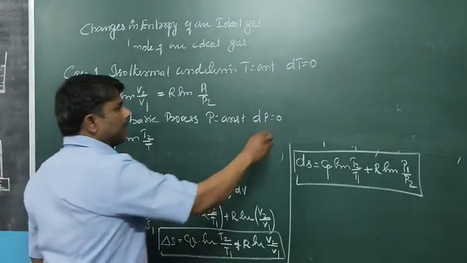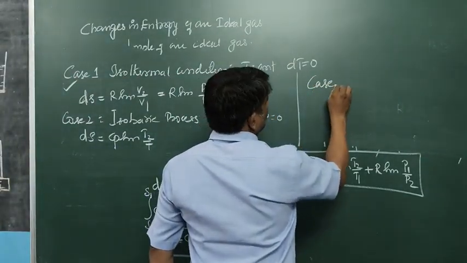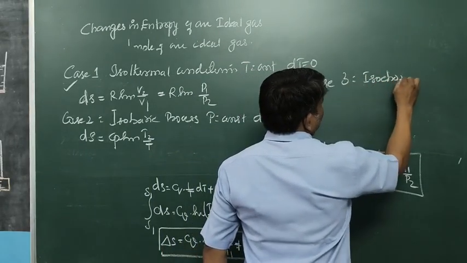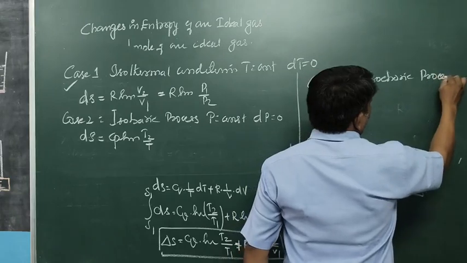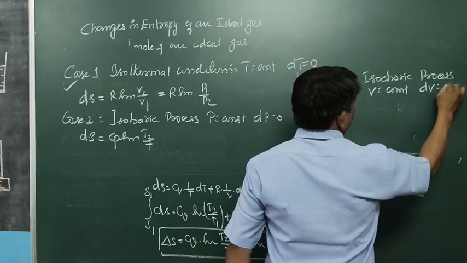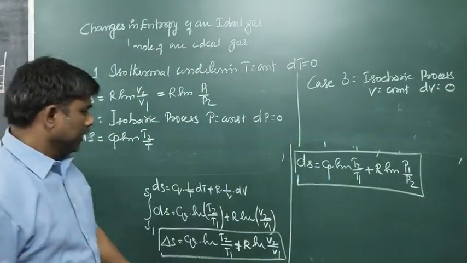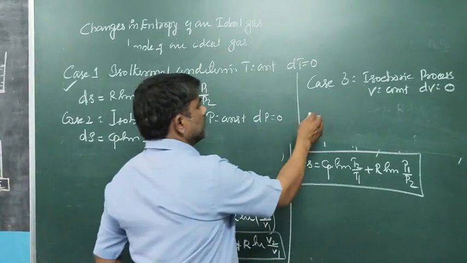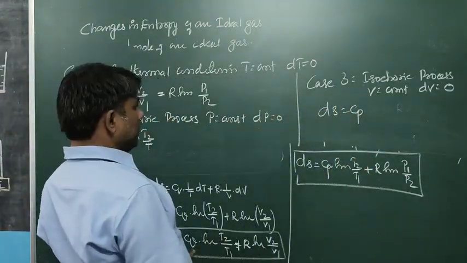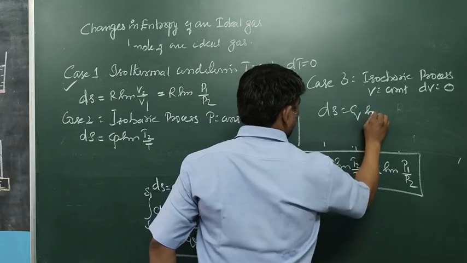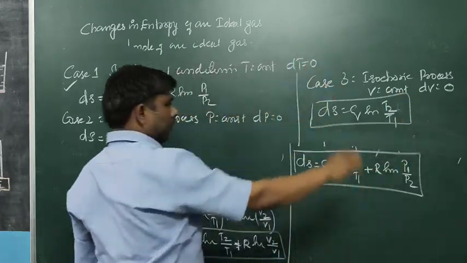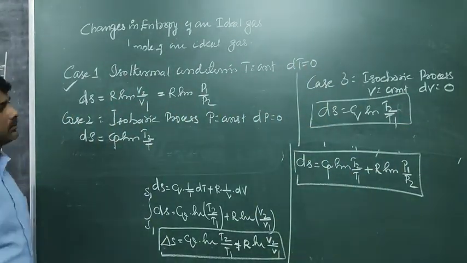Similarly, case 3, isochoric process. That means volume is constant. V is equal to constant and change in volume is equal to 0. Apply this case here. So the change in entropy of an ideal gas is Cv ln(T2/T1). Clear? Thank you.